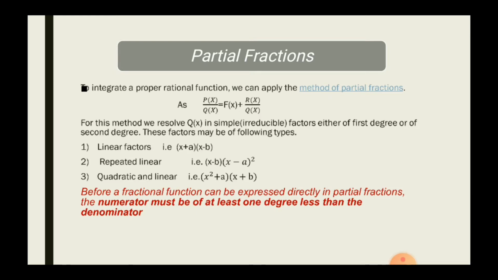These factors may be of the following types: linear factors, x plus a into x minus b; then repeated linear factors, that is x minus b into x minus a whole square. Here x minus a whole square is the repeated linear factor. Again, the third one is quadratic and linear, where x square plus a is quadratic, which cannot be further factorized, into x plus b, which is linear. For a fractional function to be expressed directly in partial fractions, the numerator must be of at least 1 degree less than the denominator. That is, the rational function must be a proper rational function.